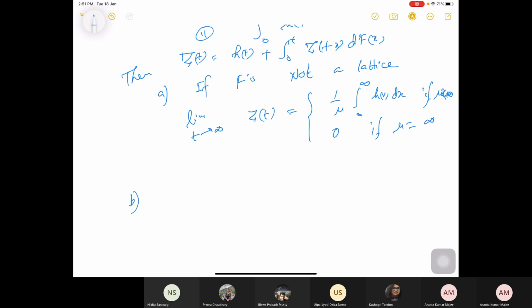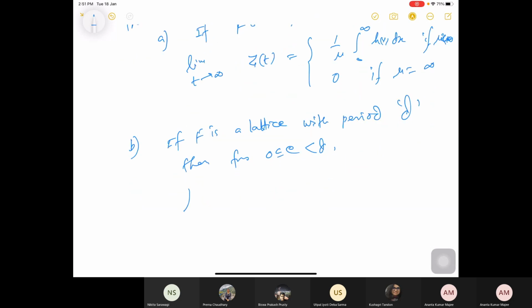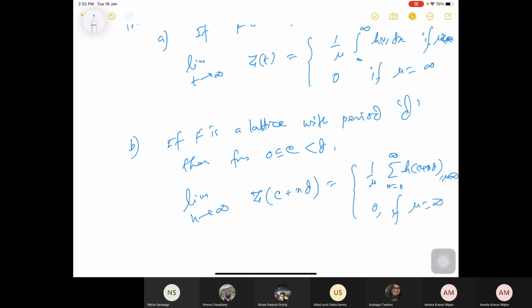And then what happens if F is a lattice? So if F is a lattice with period d, then for any c with 0 less than or equal to c strictly less than d, what I have is that the limit as n goes to infinity of z(c plus nd) is nothing but 1 by mu times the summation over n equal to 0 to infinity of h(c plus nd) if mu is finite, and 0 for mu infinite.